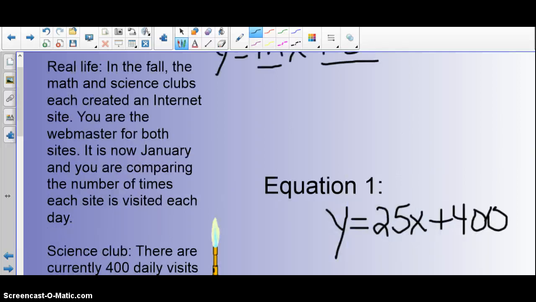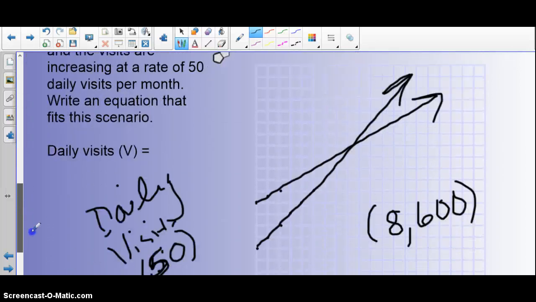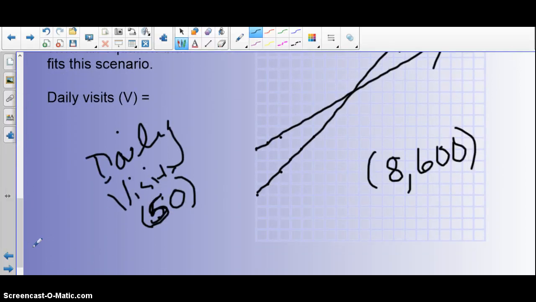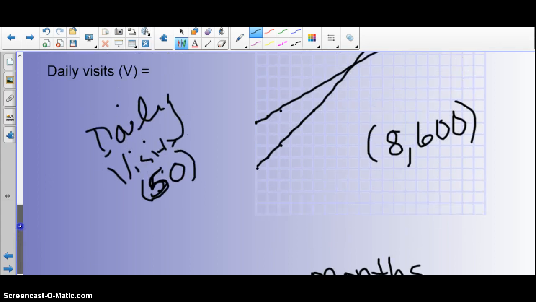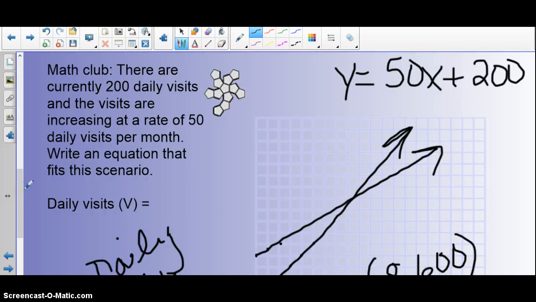Okay, hopefully you've had the time to create a graph and answer this question. It says, it is now January and you're comparing the number of times each site is visited each day. Well, where they cross is that in 8 months, they will each have 600 total visits. So if we were looking at when is one going to overtake the other, you can see that it's at 8, 600.